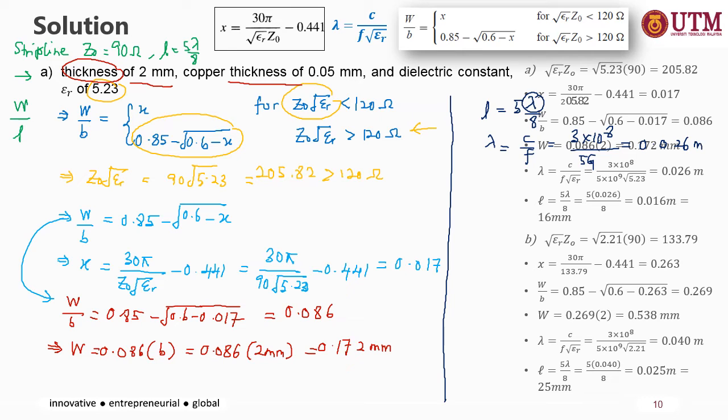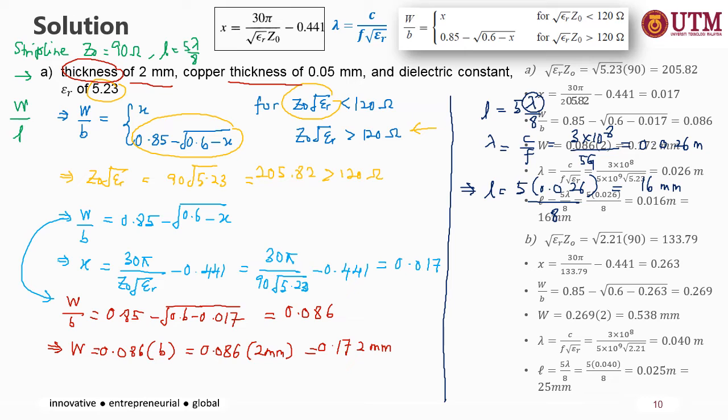0.026 meter. Okay, so then you can calculate your L equal to 5 times lambda, 0.026 meter, divided by 8. Right, so you should get your L equal to 16 millimeter or 0.016 meter. Okay, so you already have your W and L.